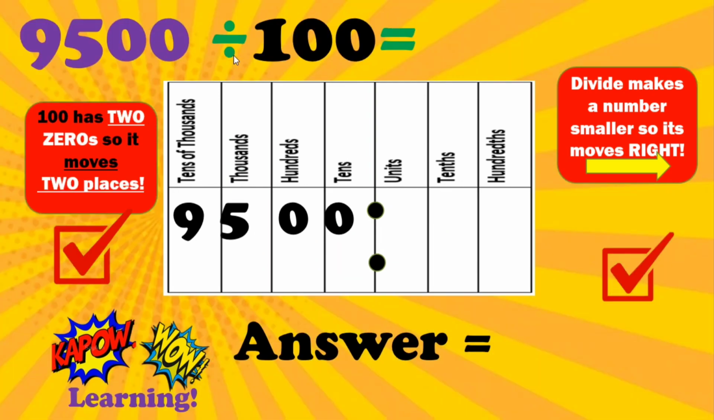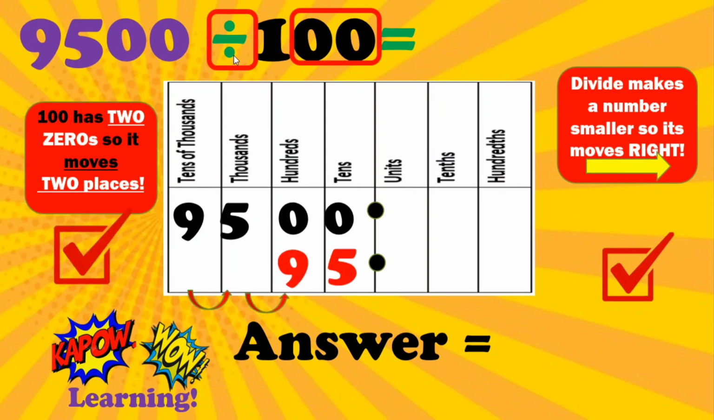So the final question here now is 9,500 divided by 100. We circle the 100. It's got 2 zeros, so it moves 2 places. It divides, which makes the number smaller, so it moves to the right. So we're going to move 2 places to the right. So we put the 9, the 5, the 0, the 0. We don't need those zeros, so the answer is 95.